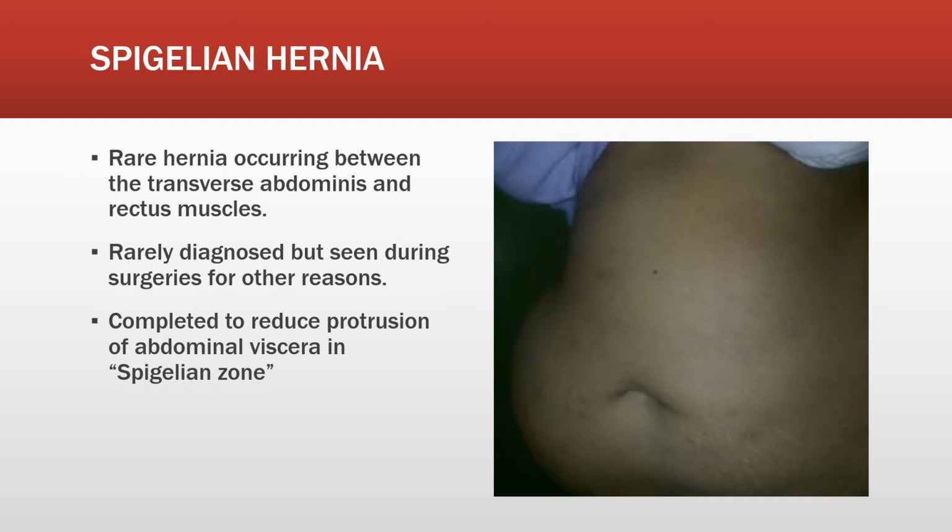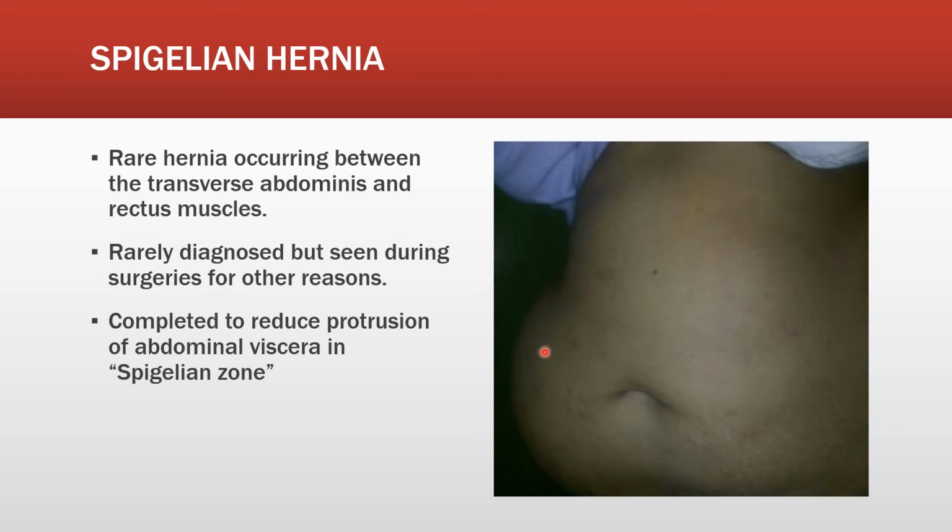Okay, moving on to the Spigelian hernia. You may also hear these called interparietal, interstitial, or intramuscular hernias. They are a rare hernia. They occur between the transverse abdominis and rectus muscles, so usually on those flank sides. They're rarely diagnosed, but they are usually seen during surgeries for other reasons. Quite often a laparoscopy is when we will see these because of the area that they're in.